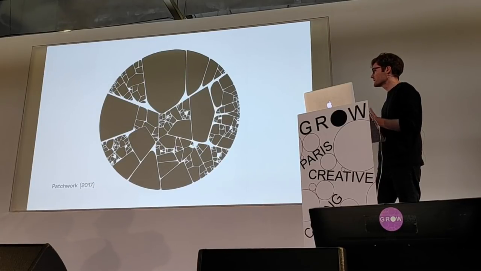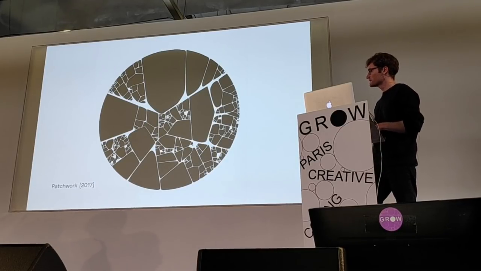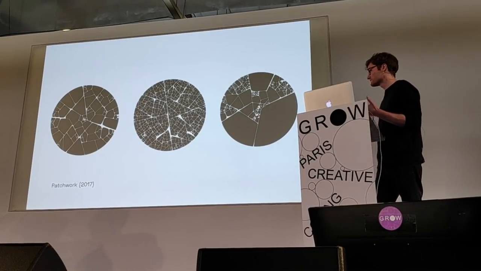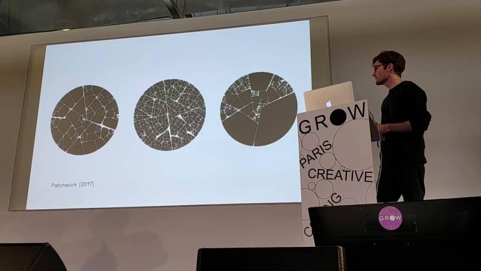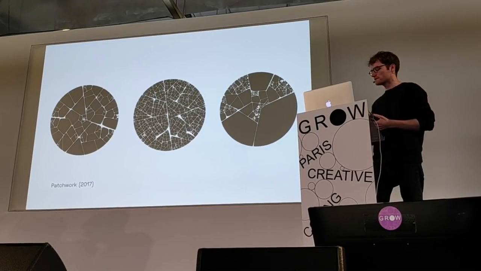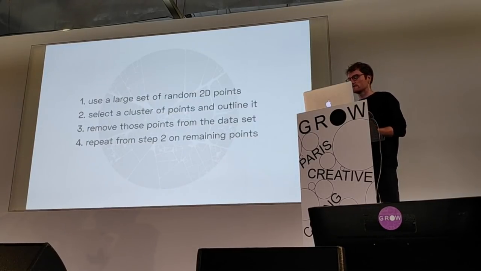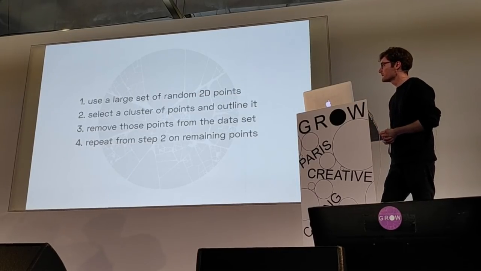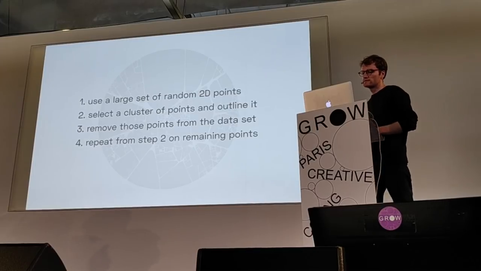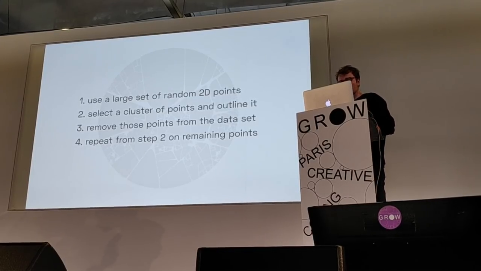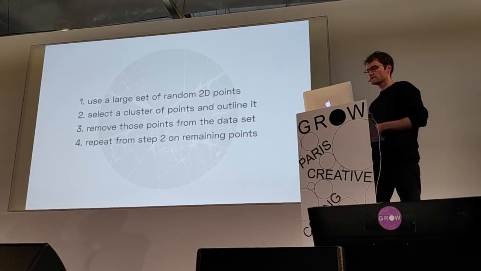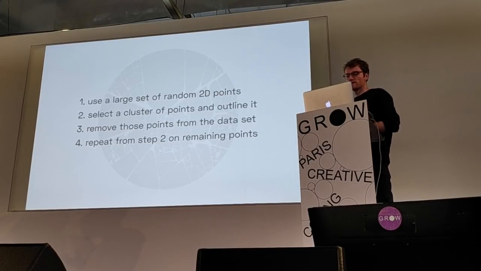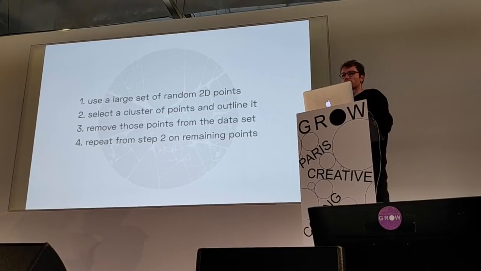It's a generative algorithm that produces these images that look a little bit fractured like this. It produces very many different iterations and many different outputs depending on the parameters you feed it. And I tried to make the instructions simple enough to explain to most people. And so the instructions are like this. You use a large set of random 2D points. You select a cluster of points and then you outline it. And then you remove those points from the data set. And you repeat from step 2 on the remaining points.